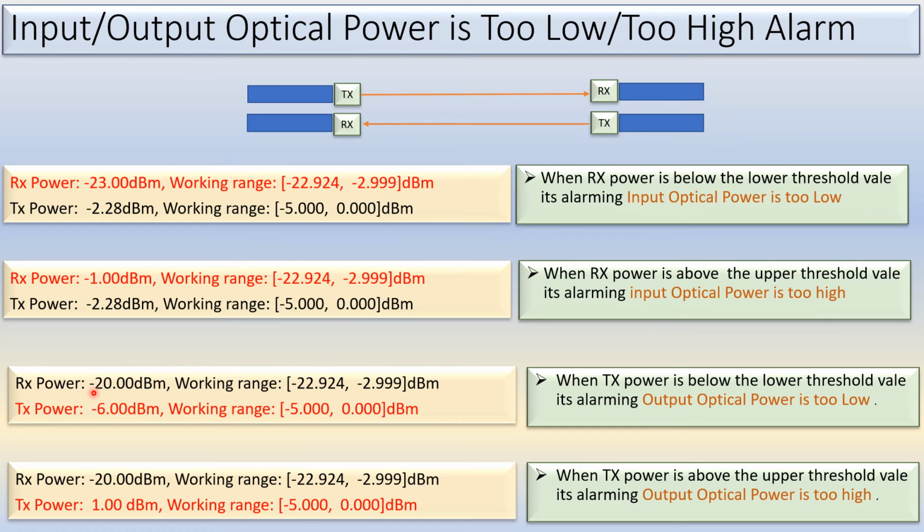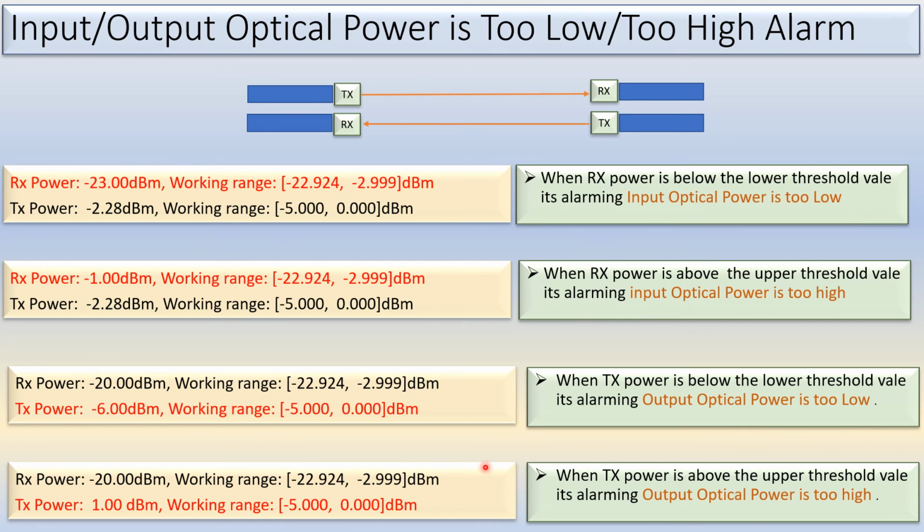Here the RX power is -20, which is in the range, and the TX power is -6, which is below the lower threshold value. So it will generate output optical power is too low. The output power should be in this range, but it is less than the lower threshold value, so it will generate output optical power is too low.